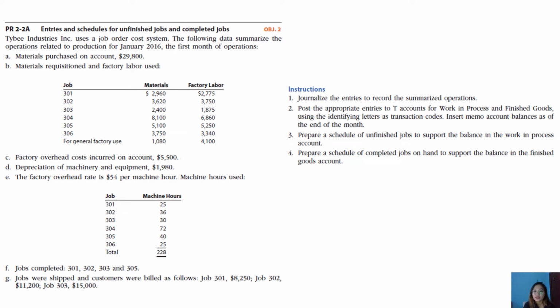So we're going to discuss the answers on these exercises. The Taibbi Industries Incorporation uses a job order cost system. The following data summarize the operations related to production for January 2016, the first month of operations. The instructions here were to journalize the entries, to post the appropriate entries for the accounts for work in process and finished goods, and prepare a schedule for unfinished jobs, and then prepare a schedule for completed jobs. So we're going to answer this one at a time.